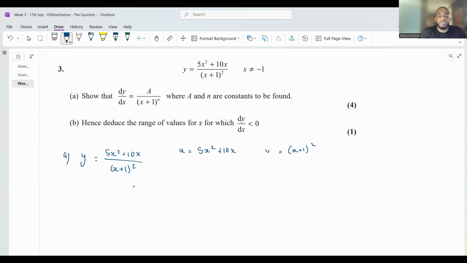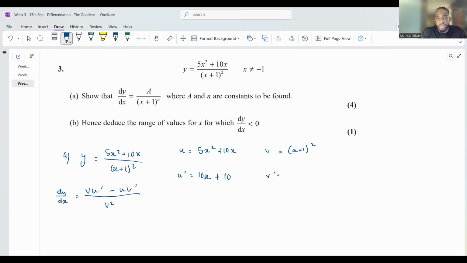Now, let's write the formula. dy over dx for the quotient rule is going to be v u dash minus u v dash, over v squared. So u dash is very straightforward, just term by term. Differentiating, the 2 drops to the front, so that's 10x, take one away from the power, and then plus 10.